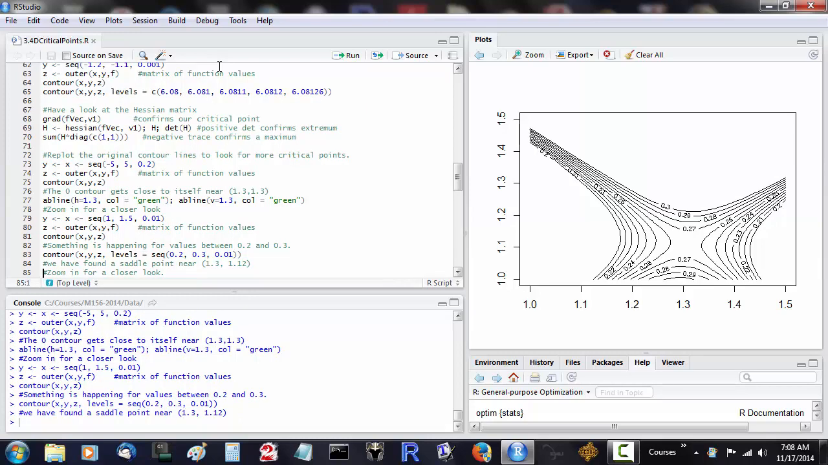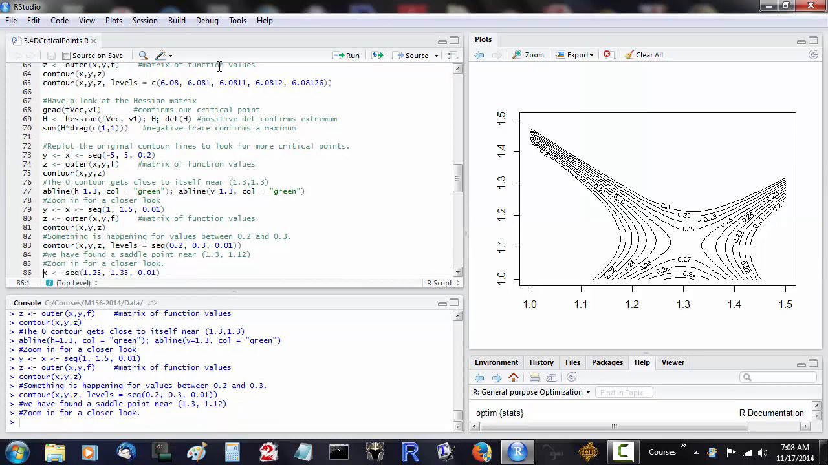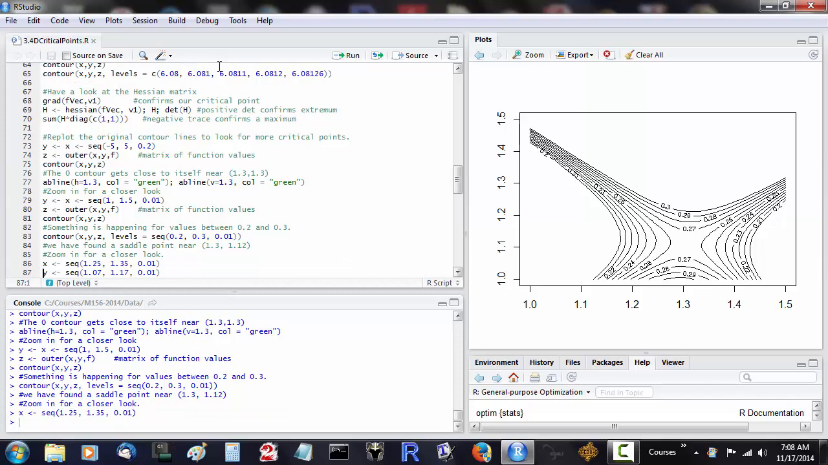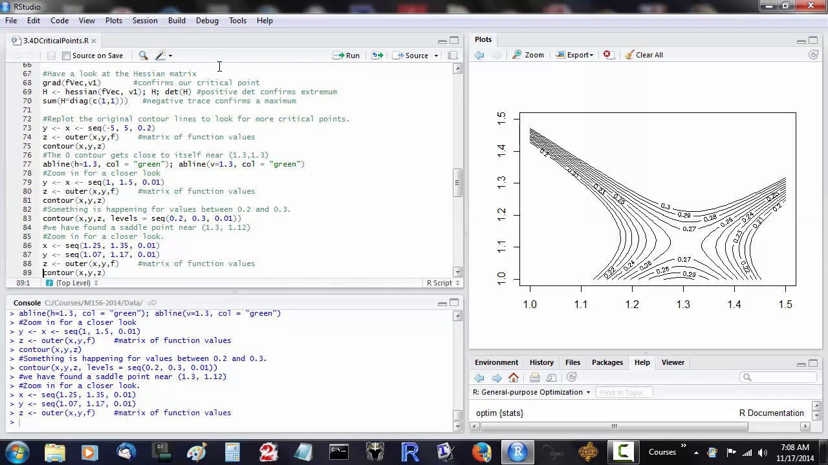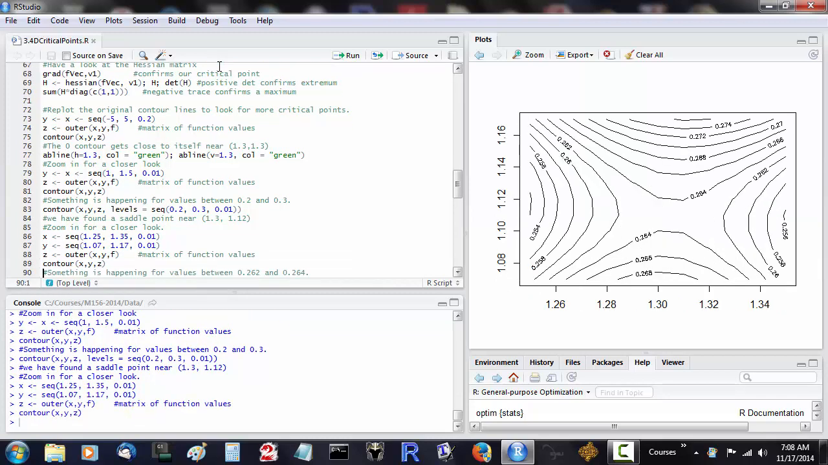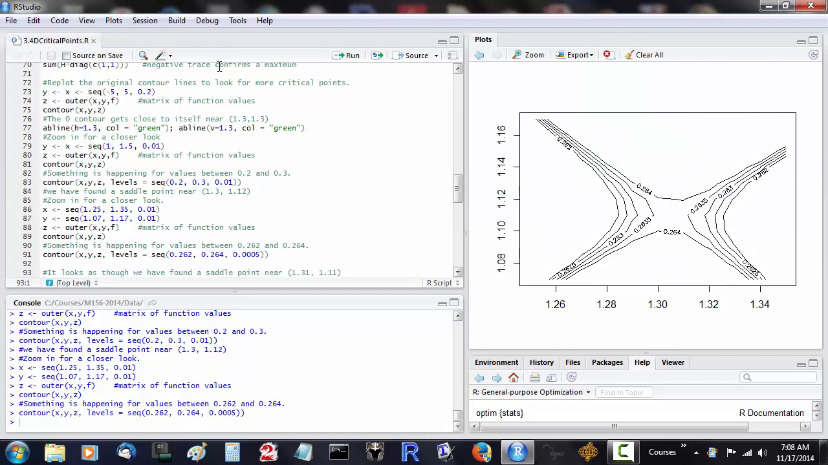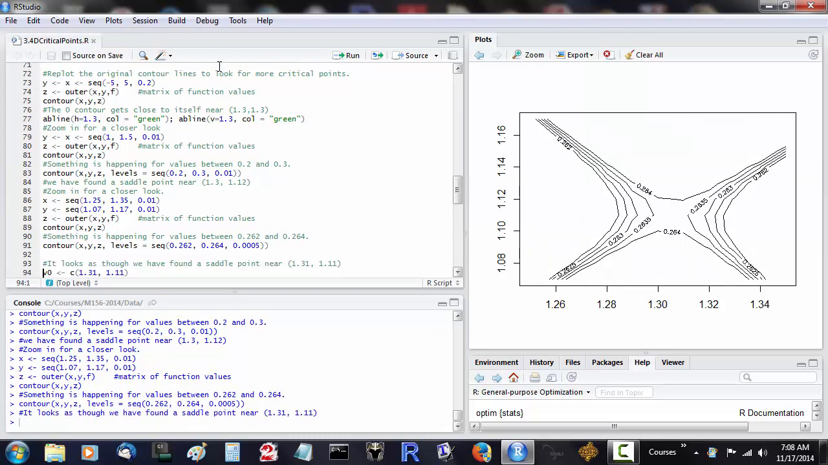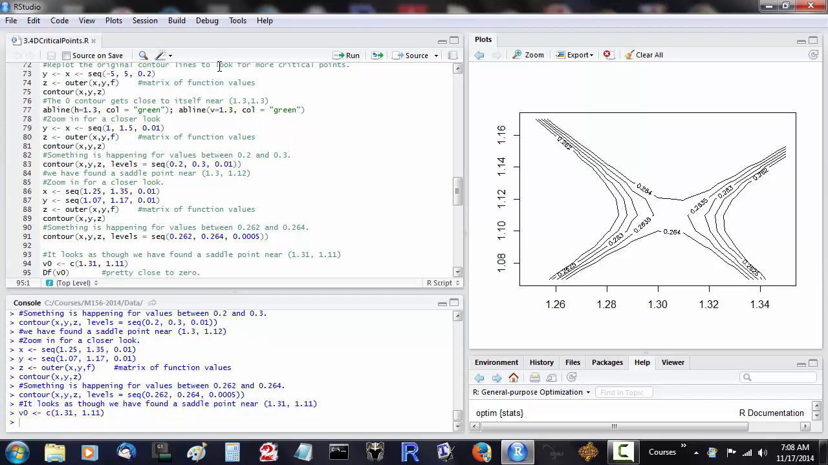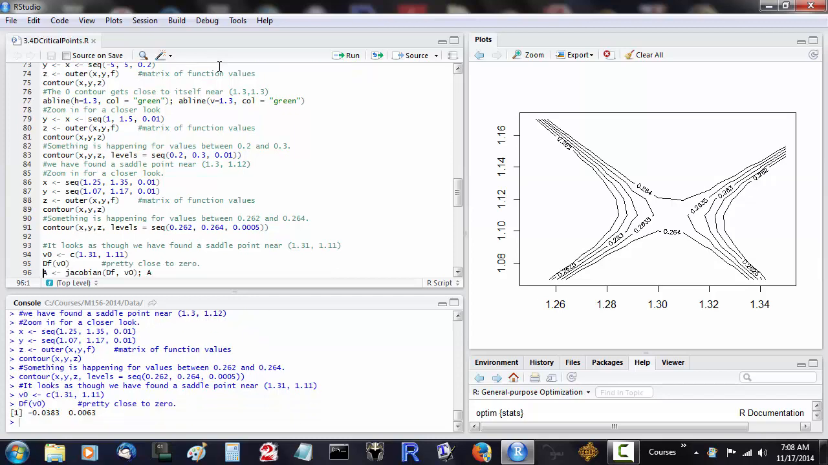Off that graph, we can read the approximate location of the saddle point, and so we zoom in for a closer look. There's typical behavior near the saddle point, and we can actually plot some contour lines that come closer to it. Okay, here's our saddle point. x equals 1.31, y equals 1.11. Have we got it right?